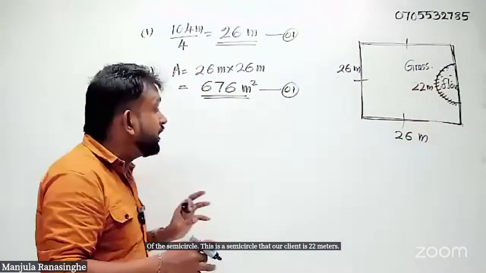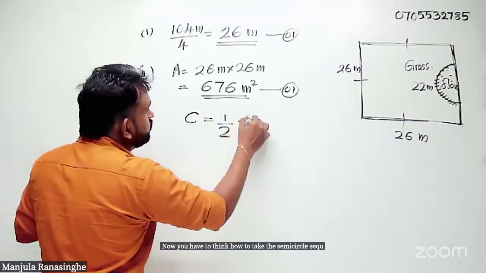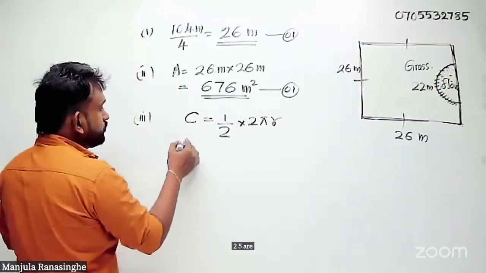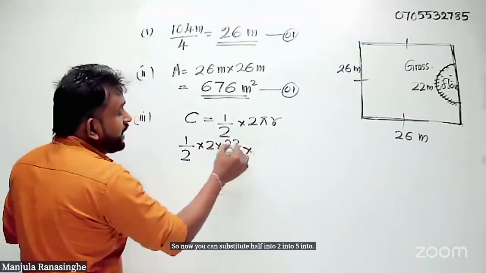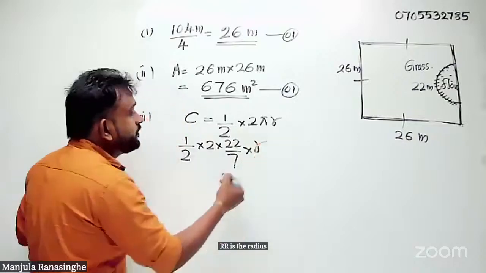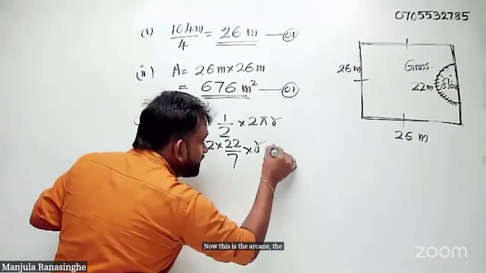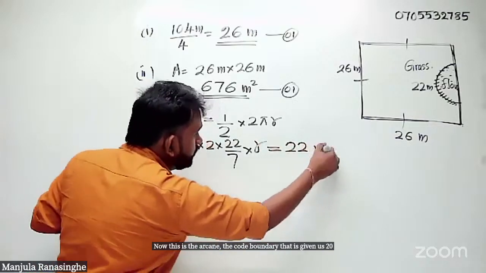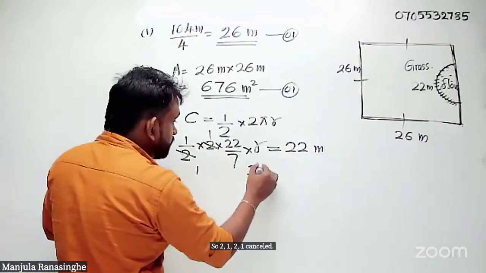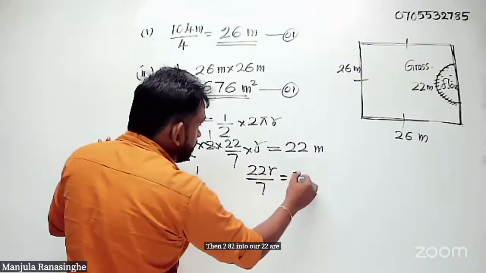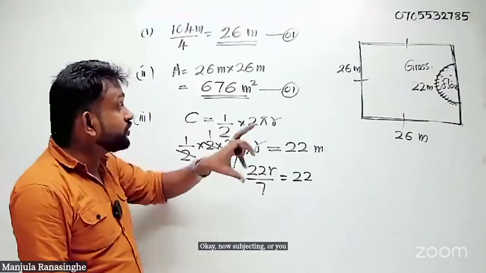Now you have to think how to take the arc length of a semicircle. C equals half into 2πR, so you can substitute half into 2 into 22/7 into R. R is the radius that is not known, keep it as R. This curved boundary length is given as 22 meters, so 22R upon 7 equals 22.